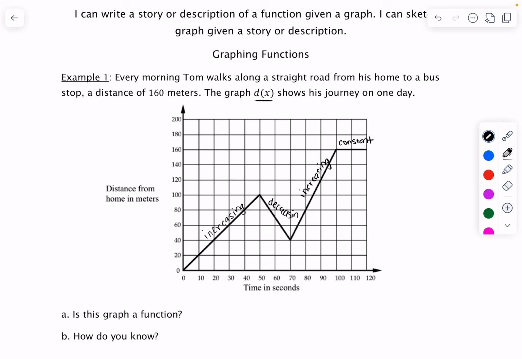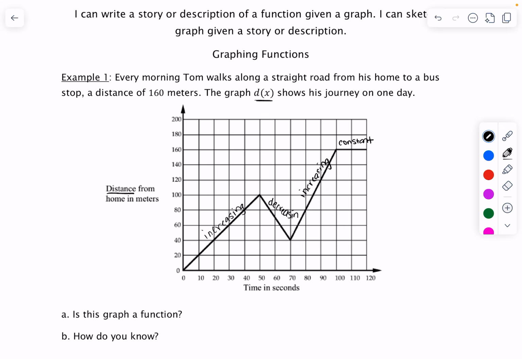This should be review from middle school: when you read a graph left to right, if it's going up, that's increasing. If it's going down, that's decreasing, and a straight line means staying the same. And since we're looking at distance, we have distance going up, distance going back, distance going up again, and then distance staying the same.